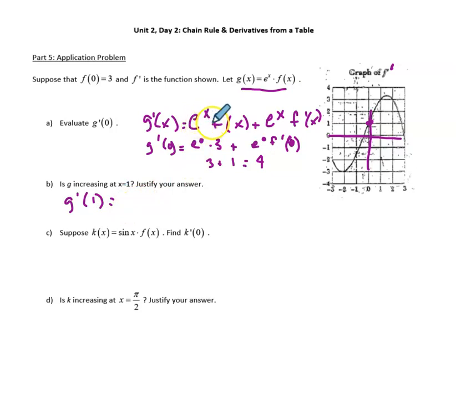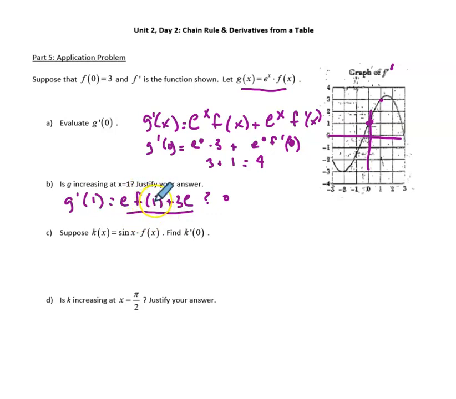So going back to my original g prime up here, I need to now plug in the number 1. So I have e to the 1 times f of 1 plus e to the 1 times f prime of 1. And f prime of 1 is right here. That is 3. So I have 3e. So the question is, we don't know what f of 1 is. So the question is, is this greater than, less than, or equal to 0? And in order to evaluate whether this is greater than, less than, or equal to 0, we need to know what f of 1 is.